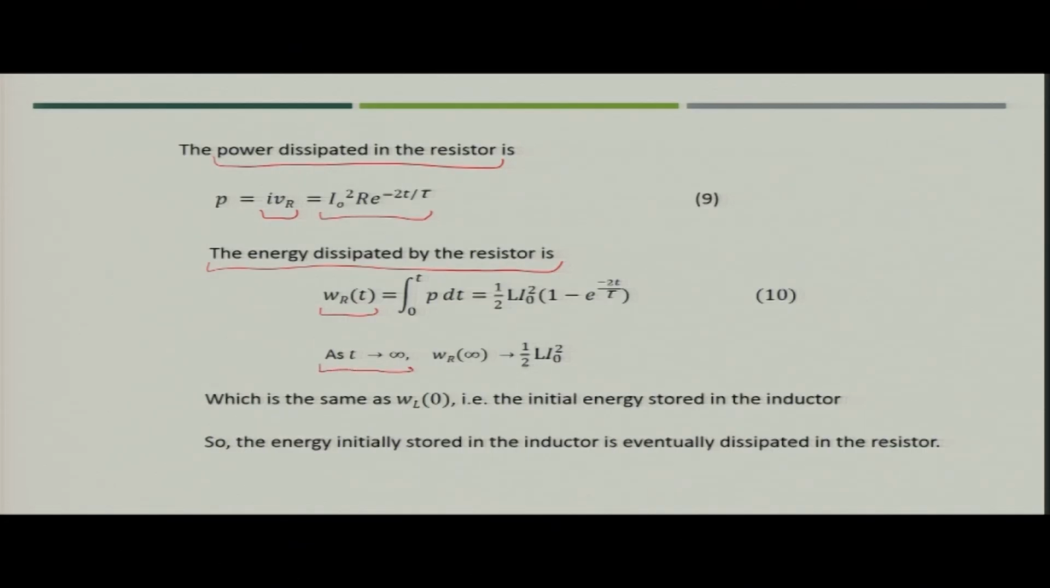Now, if you see this equation, when t tends to infinity, the value of W R would be equal to 1 by 2 L I naught square, and this is what we assumed was the initial value stored in the inductor. So, that means whatever initial energy was stored in the inductor is eventually dissipated in the resistor.